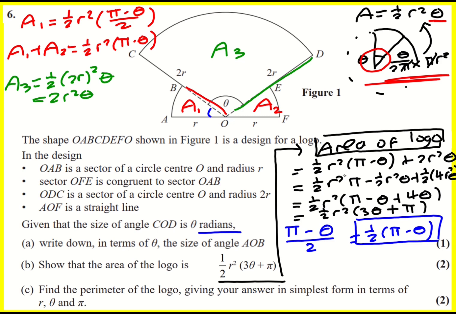Okay, if you're feeling confident, you can actually factorize just the half r squared out straight away and deal with it, but I think this is quite a safe route.